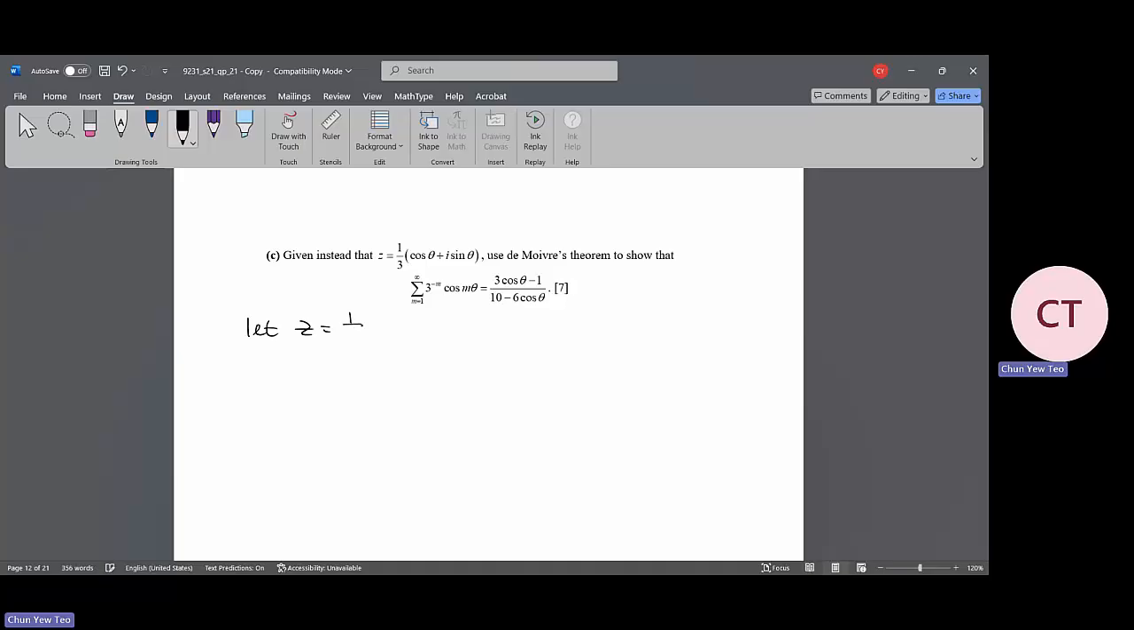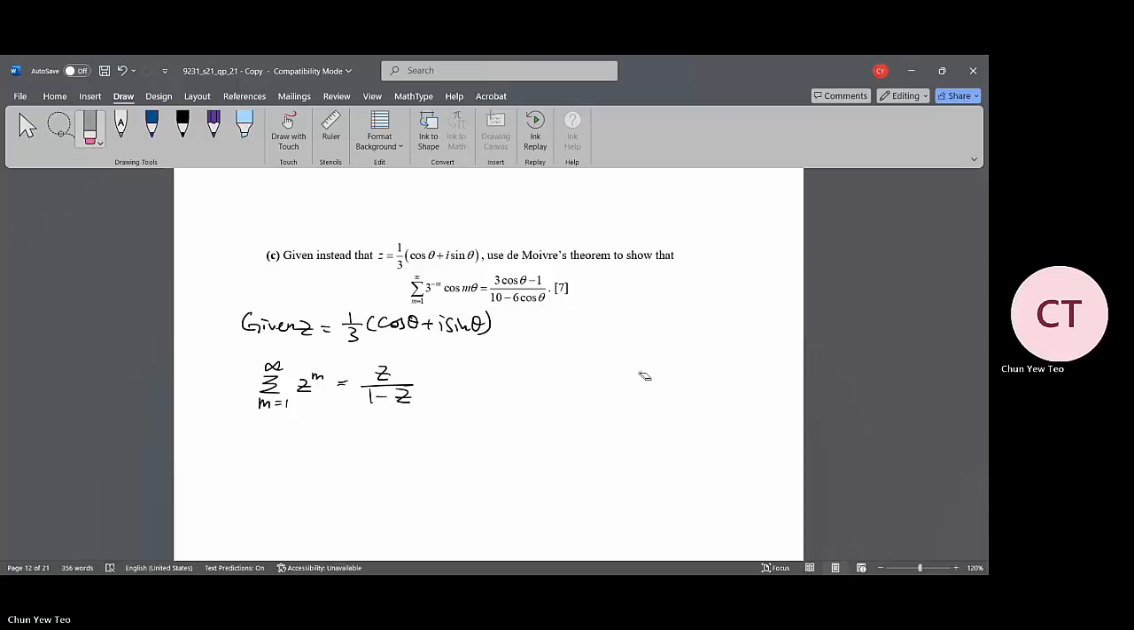Given z equals 1 over 3 cos theta plus i sin theta, and the sum of z to the power r, the sum to infinity, will be equal to a over 1 minus r. That is the formula for the sum to infinity of a geometric progression.